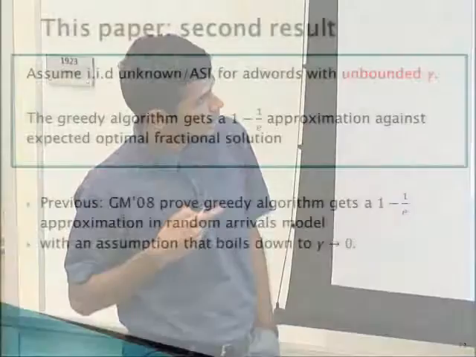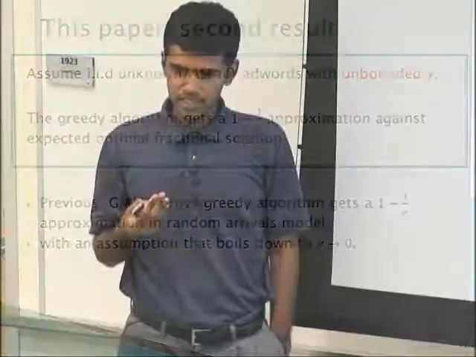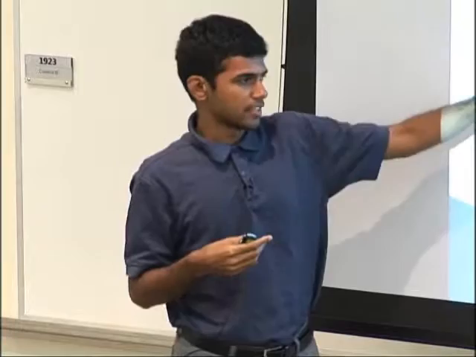Previously, the same greedy algorithm was analyzed by Goel and Mehta in 2008, and they analyzed it for the same AdWords problem in the random arrival model. They also get 1 minus 1 by e, except that they make an assumption on bids and budgets, which almost boils down to saying that gamma goes to 0. But here we have unbounded gamma. So yes, that is the second result.